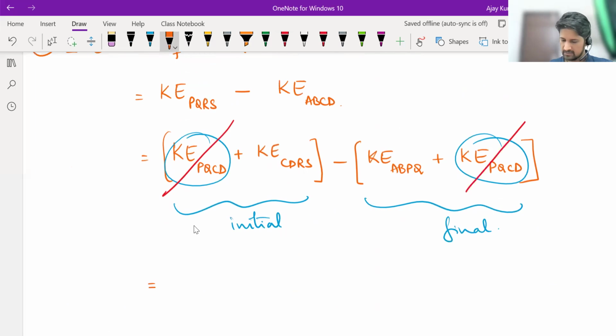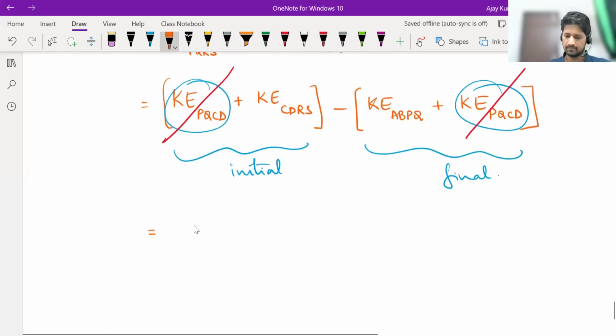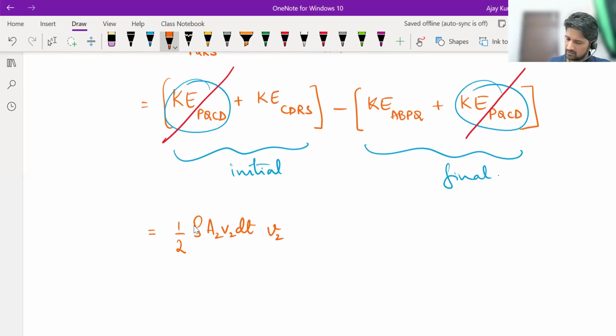Kinetic energy in the region CDRS. Kinetic energy is half mv square. So half into the mass in CDRS. Density into volume is A2 V2 dt. So half into mass into V square, so V2 square.